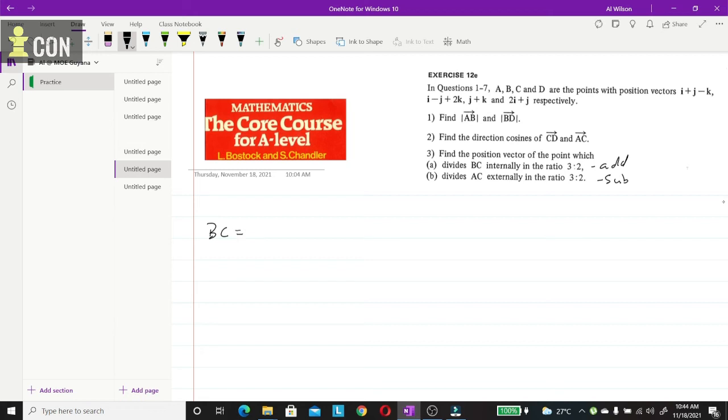is equal to, now I'm going to write something and then I'm going to try my best to explain what I'm going to do afterwards. So remember this is A, this is B, so B is I minus J plus 2K. I'm going to add this to C, which is J plus K. Now, since we're dealing with ratios, and internally we're going to add. So what I'm adding is 3 plus 2.